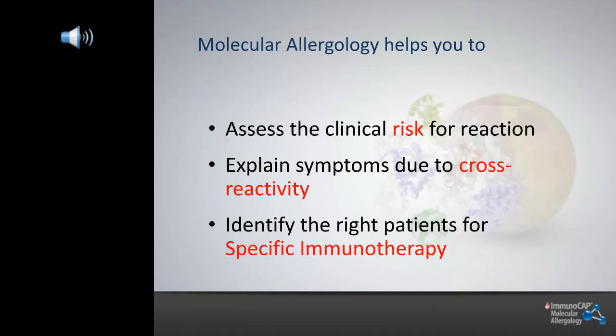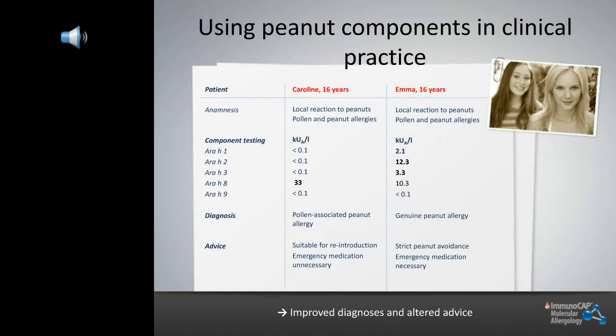So by testing against individual components of allergens, you can assess clinical risk, explain symptoms due to cross-reactivity, and identify the specific immunotherapy. Take Emma and Carolyn, who both have local reactions to peanuts. Emma has antibodies against Ara h 2 and 3, and therefore you're really worried about her, whereas Carolyn, who's of the same age, has antibodies against Ara h 8, a cross-reactive antigen, and therefore you don't have to worry. So the theory goes.